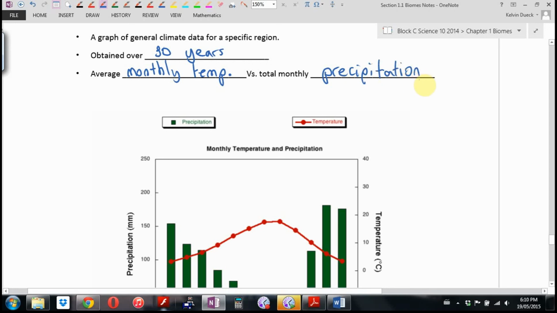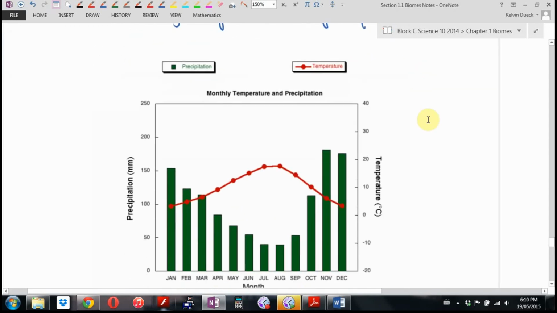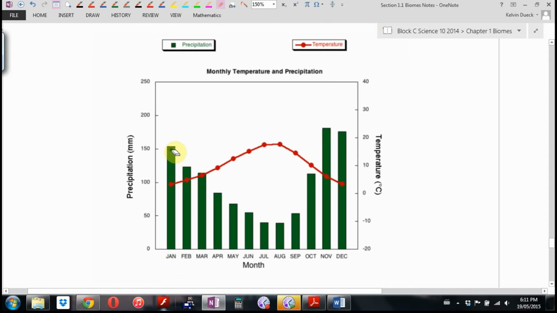Oh, temperature and precipitation, Mr. Dueck. You said those were the most important abiotic factors. Yes, Captain Obvious, I did. So here's a graph. So here's what it's saying. The bars are the months. January, February, March, April. These are the months. Now, the temperature is the dotted line. The bar graph is the precipitation. So this particular climate had a rainy winter, a little less rain, a little less rain. Summer's fairly dry. Winter's pretty rainy.